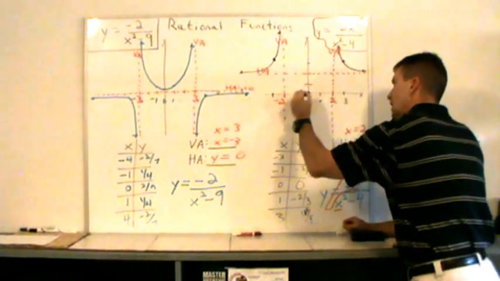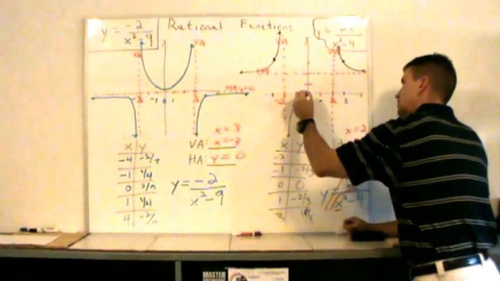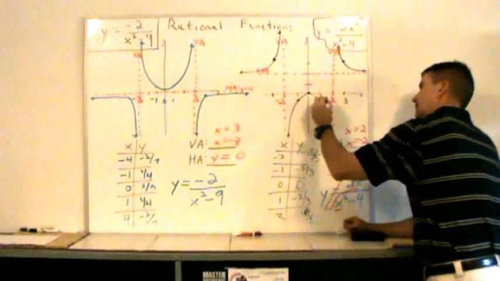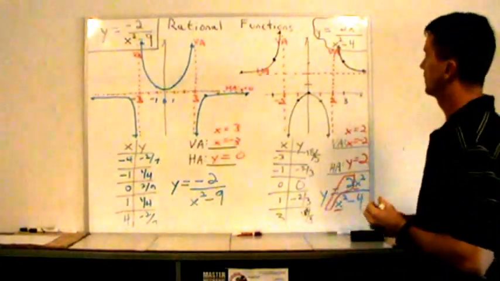This graph will bend and curve towards that vertical asymptote. It's going to curve through here, and approach that vertical asymptote. Looks like we have another even function, huh?